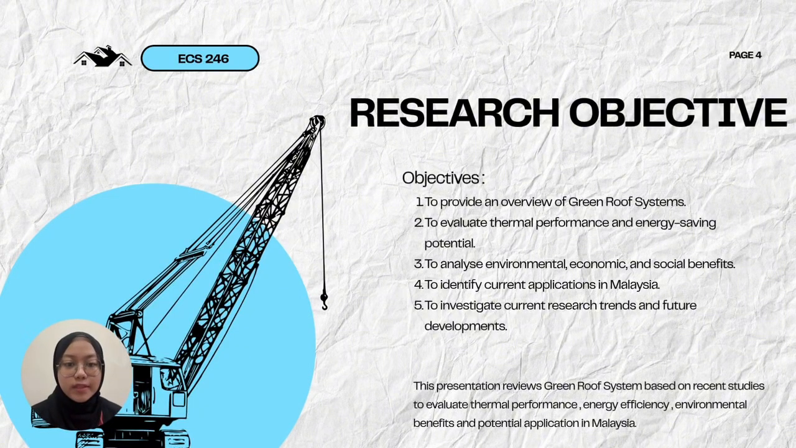The objective of this assignment is, first, to provide an overview of green roof system; second, to evaluate thermal performance and energy saving potential; third, to analyze environmental, economic and social benefit; fourth, to identify current application in Malaysia; and lastly, to investigate current research trends and future development.